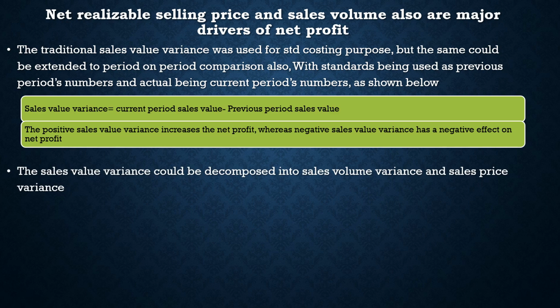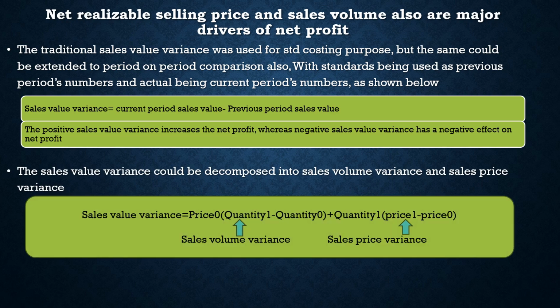The sales value variance could be decomposed into sales volume variance and sales price variance. The sales value variance is equal to price 0 into quantity 1 minus quantity 0, plus quantity 1 into price 1 minus price 0. The first one being sales volume variance and the second one being sales price variance.